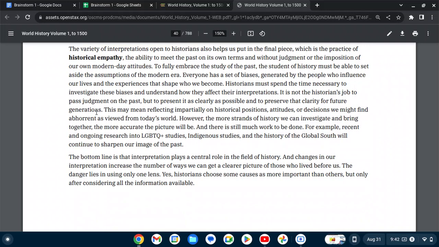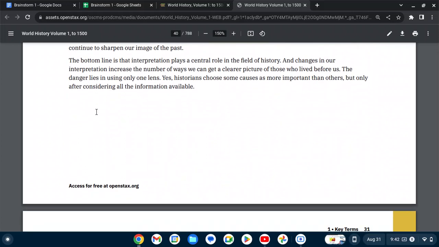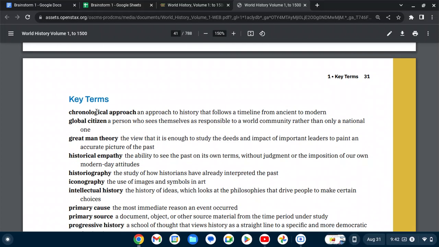For example, recent and ongoing research into LGBTQ studies, Indigenous studies, and the history of the Global South will continue to sharpen our image of the past. The bottom line is that interpretation plays a central role in the field of history, and changes in our interpretation increase the number of ways we can get a clearer picture of those who lived before us. The danger lies in using only one lens. Yes, historians choose some causes as more important than others, but only after considering all the information available. End of World History 1, Volume 1.